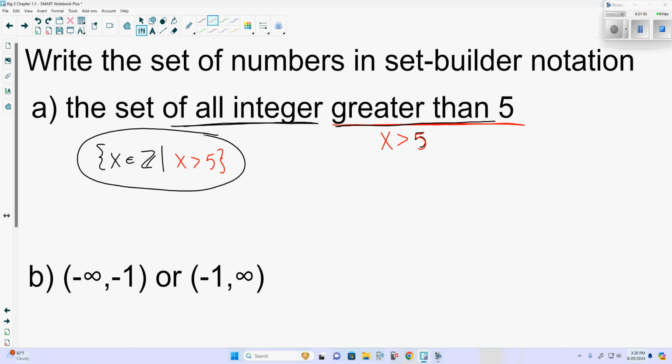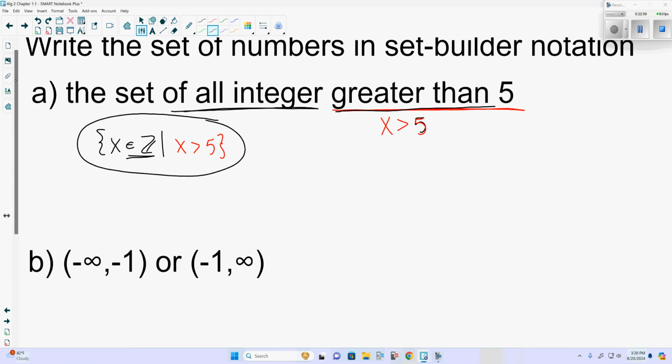Questions? Yeah. So, if it just said the set of all real numbers, x is greater than 5, we don't need this if we're talking about real numbers. So this is only for integers. If it's integers, natural numbers, rational, irrational, anything besides real, we have to include that. Now, it's understood, yeah.